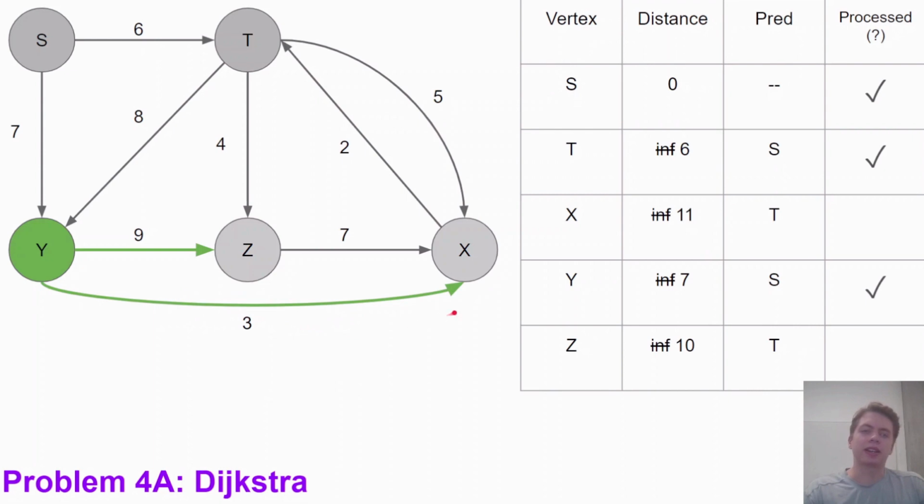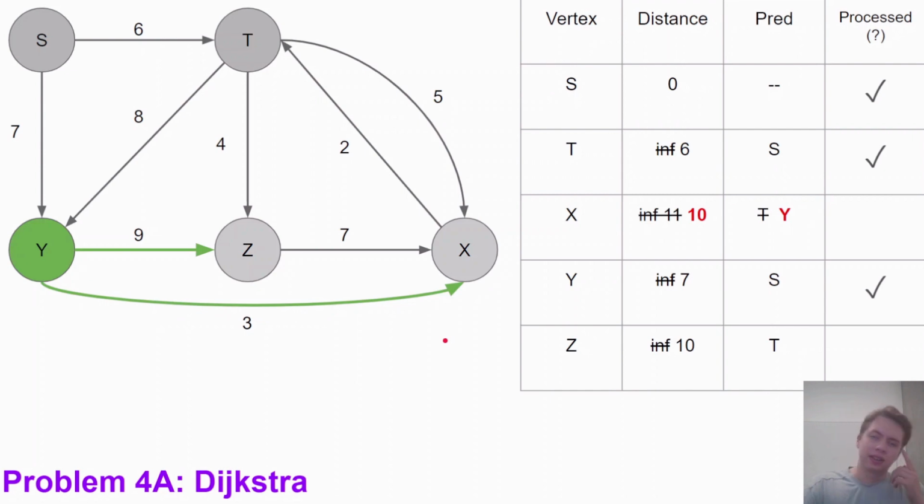How about this edge from Y to X? Well, this path will have a total cost of 10, Y's distance, which is 7, plus this edge with distance 3. So in total, this path has a total cost of 10 to get to X. What's X's current distance? It's 11, which is greater than 10. So we found a new shortest or least cost path. So in this case, we're going to update X's distance to 10, and then also change its predecessor in order to indicate that the least cost path would be the path starting at S, going to Y, and then ending at X.